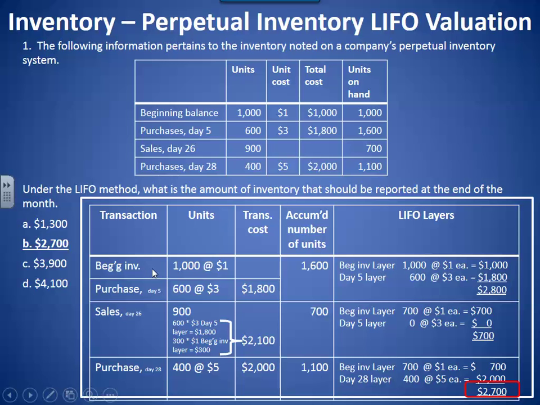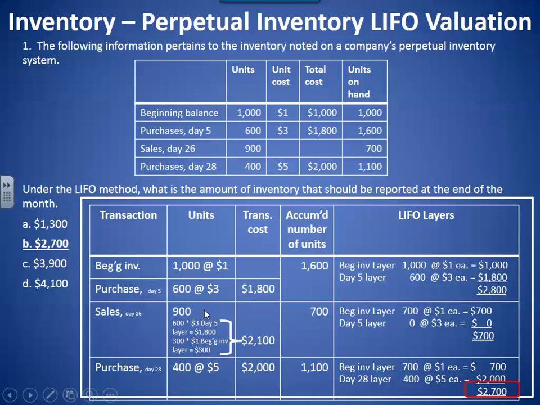So if we combine our beginning inventory and purchase together, we had a total amount of units on hand equal to 1,000 plus 600 equals 1,600. And now we take a look at the LIFO layers that have been created based upon these two transactions. We have the beginning inventory layer of 1,000 units at $1 each for $1,000, and we have the day 5 layer now from that purchase of 600 units at $3 each for $1,800. So the value of our LIFO inventory at this point was $2,800.